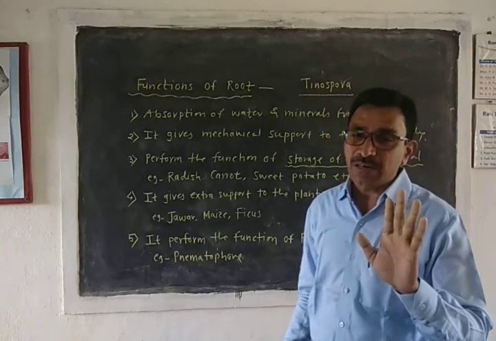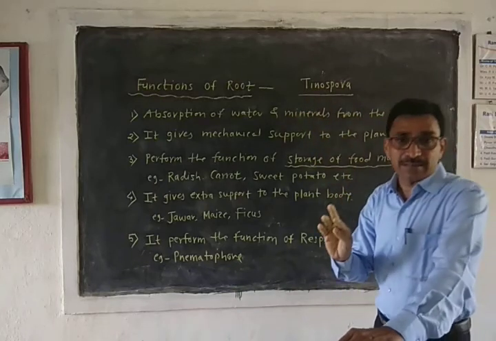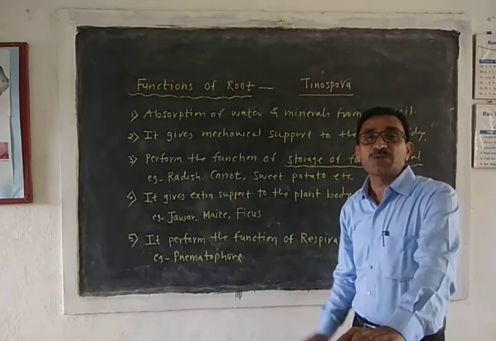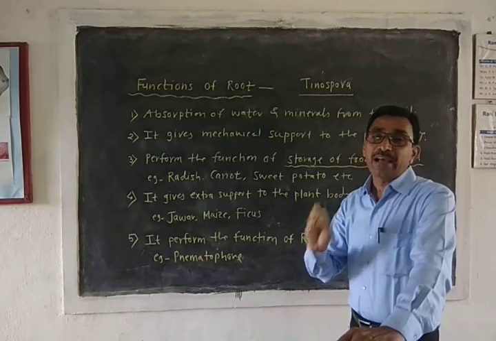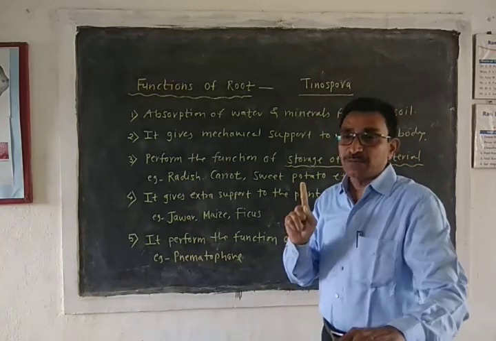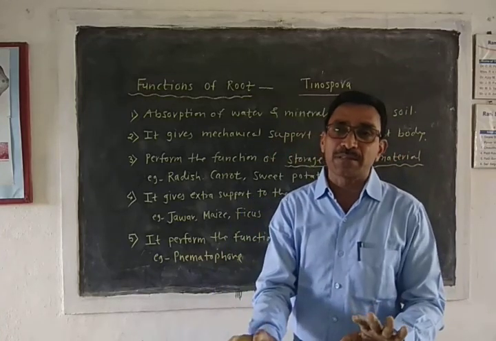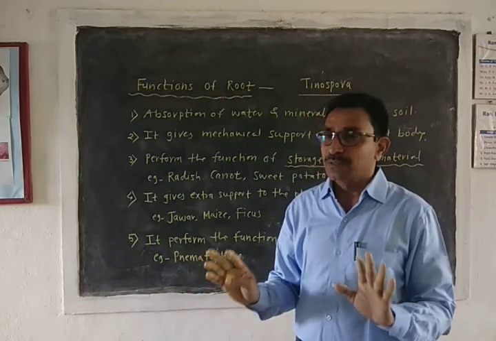Generally roots are non-green in color, but in case of Tinospora, roots are green in color, and hence they perform the function of photosynthesis, means that is assimilation. And last function, seventh function is that the roots also perform the function of vegetative reproduction, and this is all about the roots.